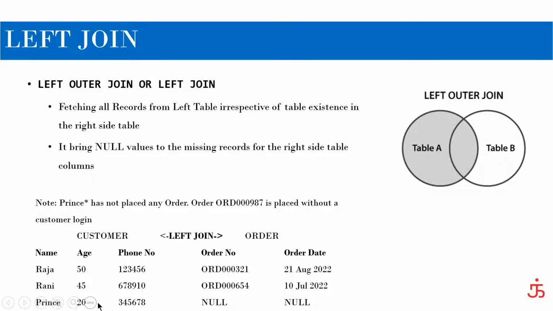So Prince, even though he doesn't have any order, still has a valid record in the customer table, which is the left side table. So it is displaying the customer related information, and because he doesn't have any order, it is showing null. So this is how the left join behaves, and the syntax for left join is we need to mention left in front of the join.